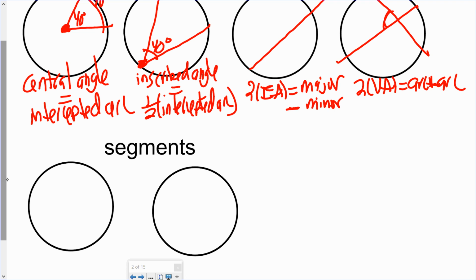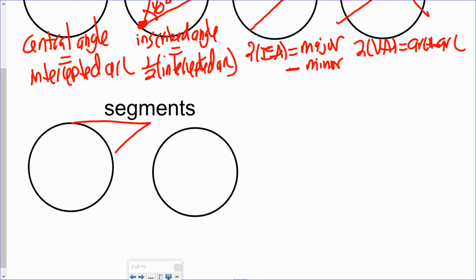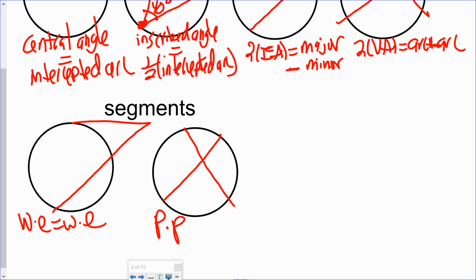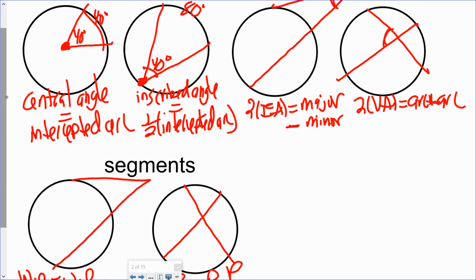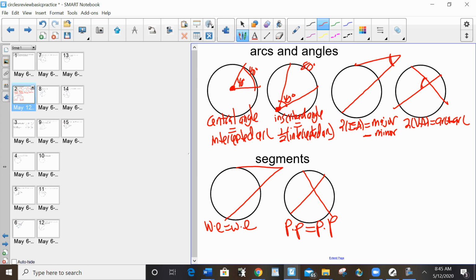Our segments rules are a little childish. They're PP and WE. If there's an exterior piece, then it's WE. Whole times exterior equals whole times exterior. If there's nothing exterior, everything's inside, then it's PP. Part times part equals part times part. So you need to know all these rules. To help you remember them, we have a song.